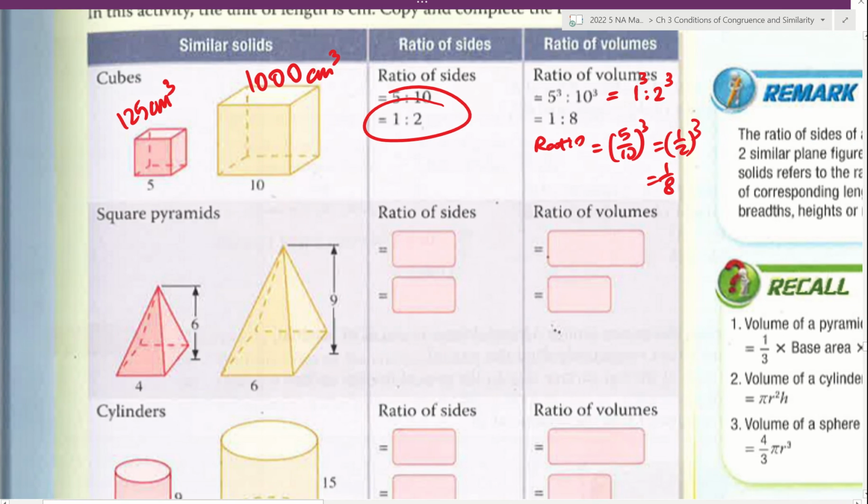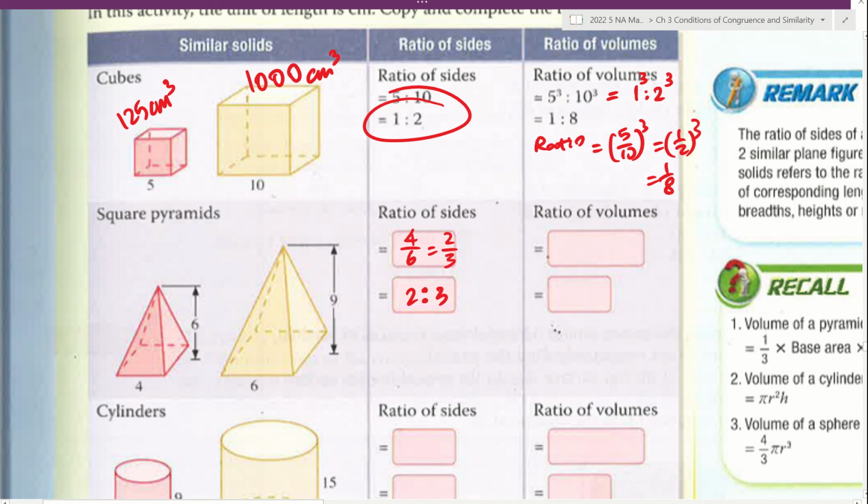You go on to square pyramids. Here we have base, the side of the base, in this case which is a square, is 4. So 4 to 6, put down 4/6, you get 2/3. So ratio wise, you put 2:3. If you compare the height, you get the same thing, 6 to 9, which is also 2:3. Why? Because they are similar. Confirm the corresponding sides have the same ratio. And you go on to talk about the ratio of the volume.